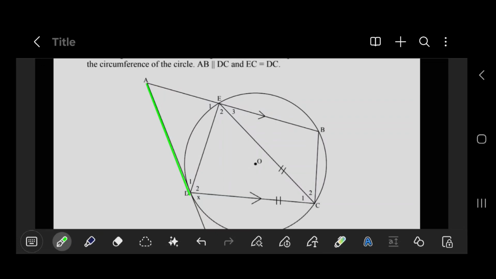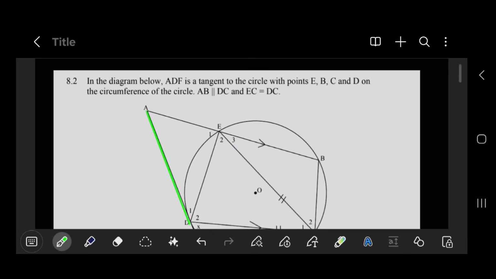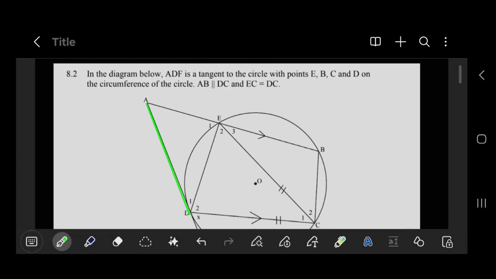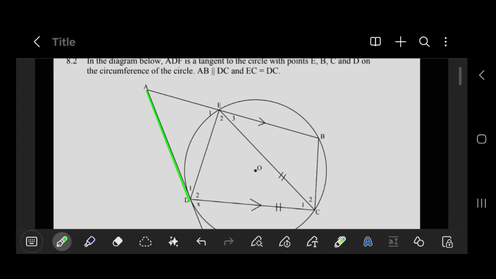And you guys, the minute they mention that you have a tangent, immediately you need to think of tan chord. So think of your tangent theorems. The most commonly tested theorem with the tangent in grade 11 is tan chord. So we've got points E, B, C, and D on the circumference. And what we notice from those points is that it forms a quadrilateral, which is cyclic.